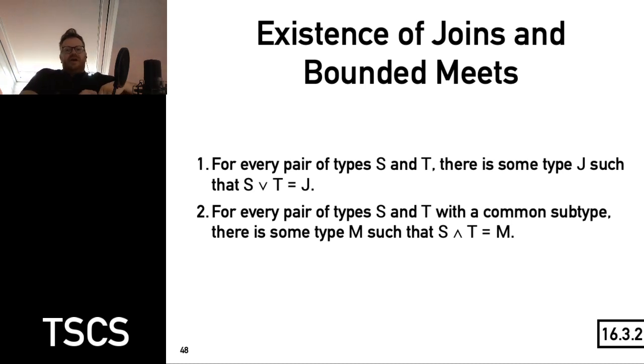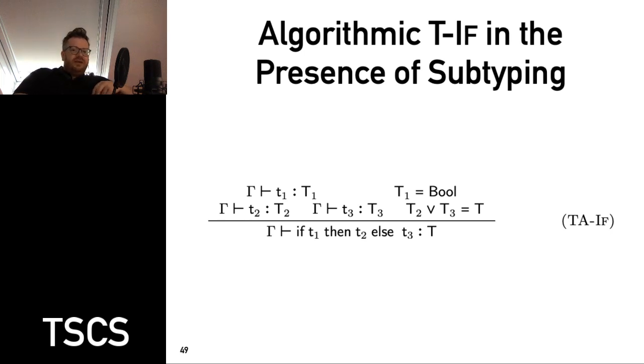And this then provides us the existence of joins and bounded meets in that case. Why do we need this? Of course, for proofs, and of course, to show that this actually works in practice. How do we factor this in now in the presence of subtyping? Well, this is the TA-if rule. This is basically the T-if rule, but using the join operator.